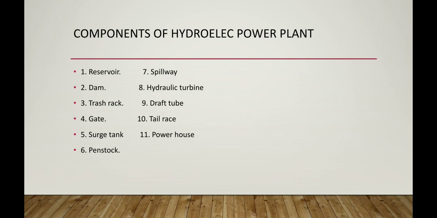The next one is a draft tube. Draft tube is a passage which connects the exit from the turbine runner down to the tail race water level. And what is tail race? Tail race is a discharge canal through which the water is discharged from the turbine.